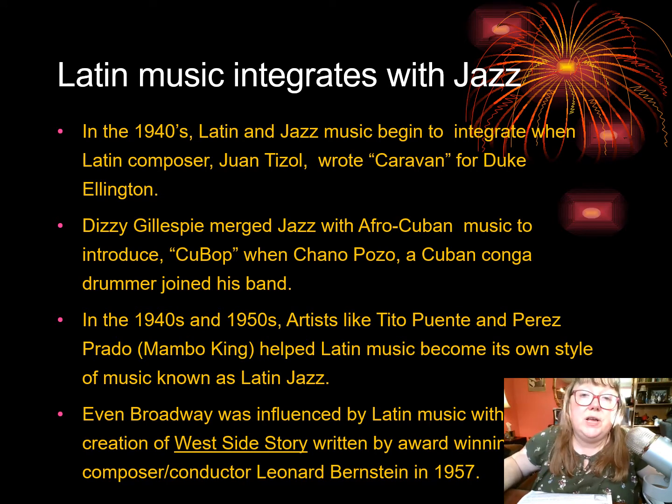In the 1940s, some things helped it take off. Duke Ellington, who is a very well-known jazz piano player, brought in a Latin composer, Juan Tizo, to help write some music for him. Not only did Duke Ellington incorporate that into jazz, but we have Dizzy Gillespie, another jazz musician, who included Chano Pozo, who's a Cuban conga drum player, in his band. So when he brought in the conga drum, all of a sudden we have a new style of music called cubop, which is sort of a subculture of jazz.